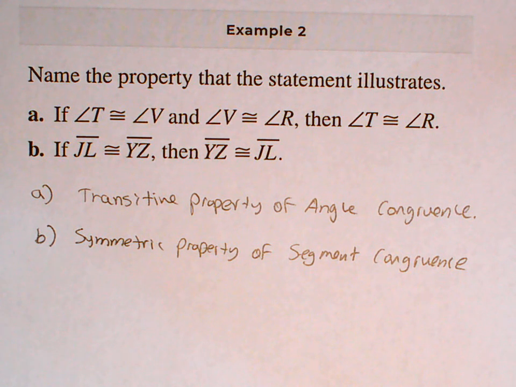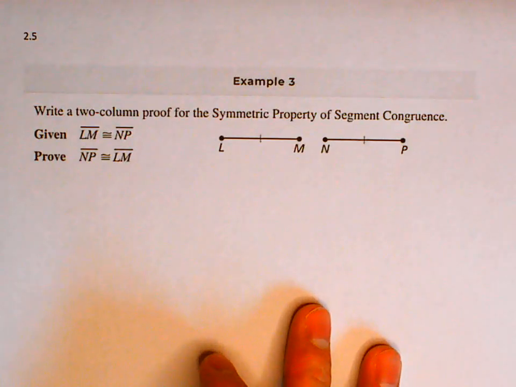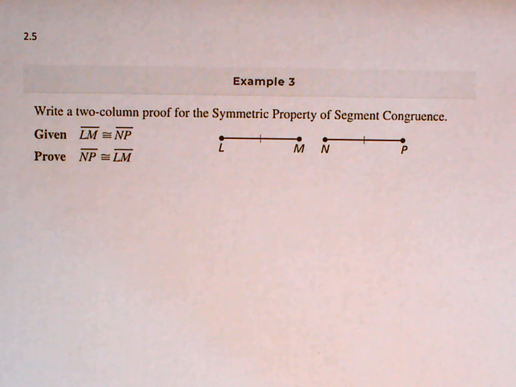Okay, so let's look at the next example. Now the next 2 examples are going to be proofs. Okay, so brace yourself. All right, now this next problem, it's not very lengthy. It says write a 2-column proof for the symmetric property of congruence.